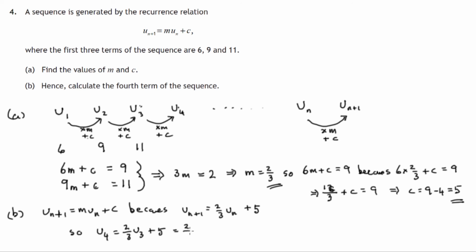We know the third term, u3, is 11, and then we have to add 5. So 2/3 times 11, that's 22 thirds. And then 5 is 15 thirds. So how many thirds do we have? 37 thirds. Well, that's 12 and 1/3. 3 into 37 goes 12 times with 1 left over, 12 thirds. So the fourth term of the sequence is 12 and 1/3.